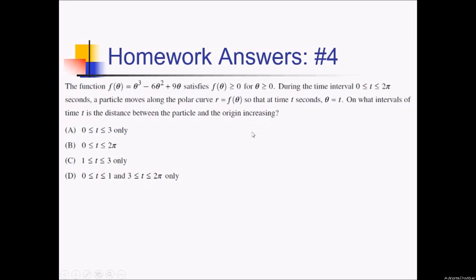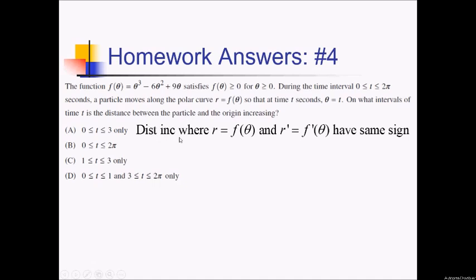So the key here is recognizing that r with these polar curves is your distance from the origin. So that means our distance is going to be increasing where the r and the r prime, the change in distance, have the same sign. If we have a positive r and a positive r prime, that means that our particle is to the positive direction of the origin and also moving further away. If they're both negative, then it's moving backwards, but again, further away. So we have to figure out where they have the same sign.